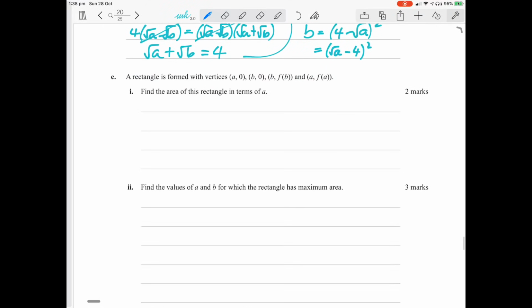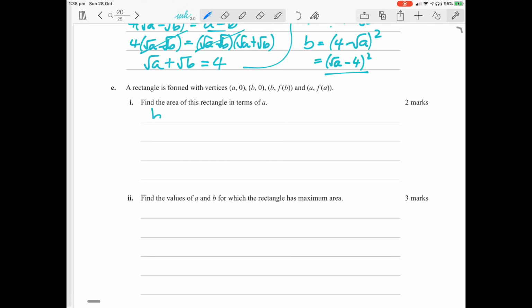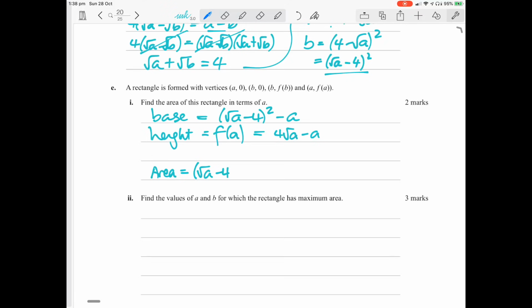So our base length, we said, was B minus A, which is root A minus 4 squared minus A. And then our height is going to be f of A, which is 4 root A minus A. So our area as a rectangle is root A minus 4 squared minus A, times 4 root A minus A.